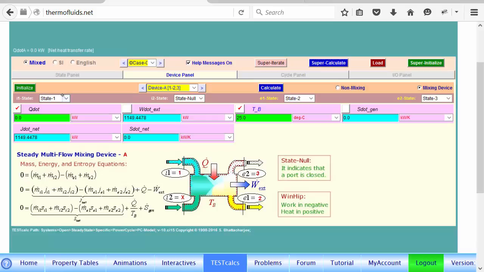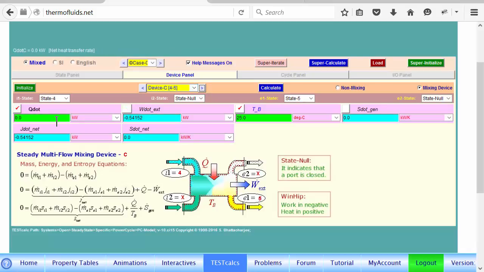In the turbine, state 1 is the inlet, and 2 and 3 are the 2 exits. 2 is where the bleeding occurs, and we set Q dot equals 0. That gives us the turbine output. Similarly, device B is the condenser, 3 to 4. There is no work transfer in the condenser, so heat transfer is found.